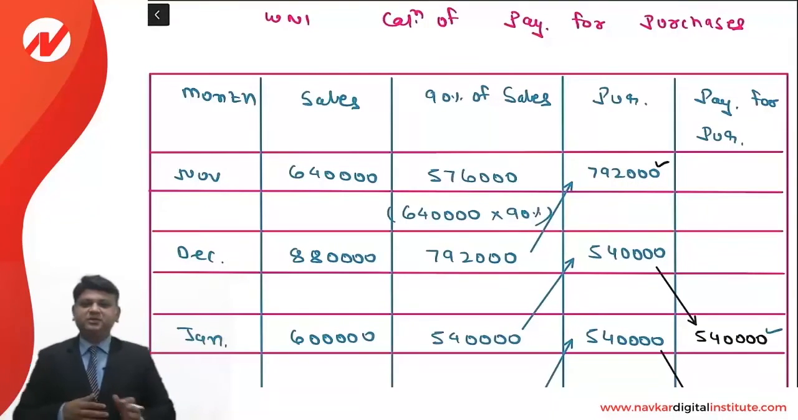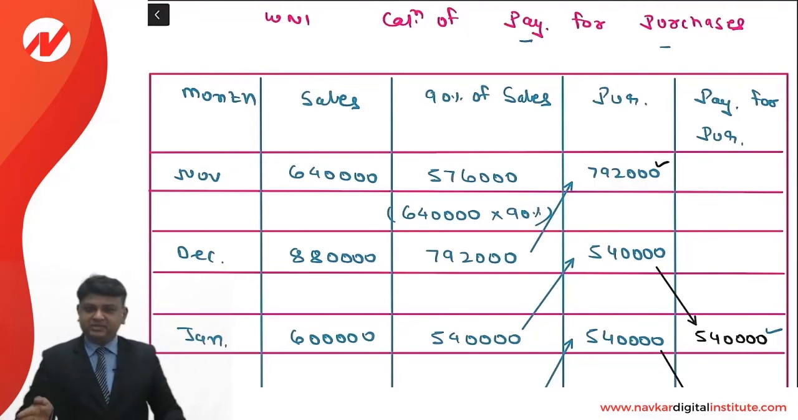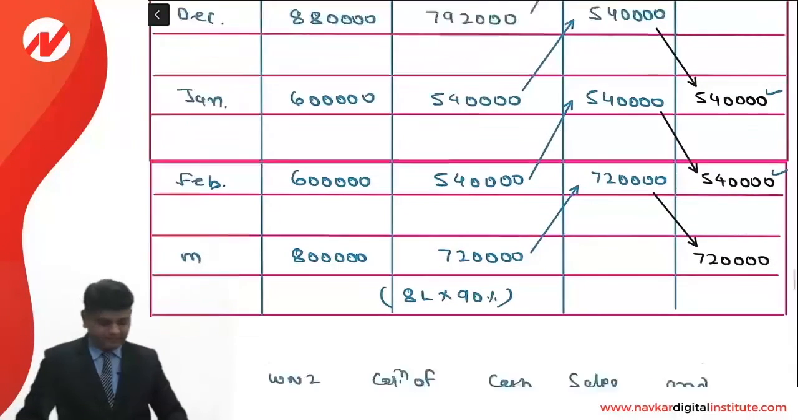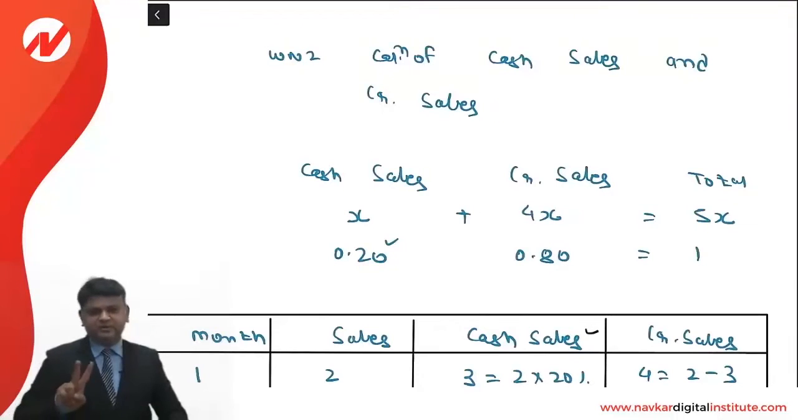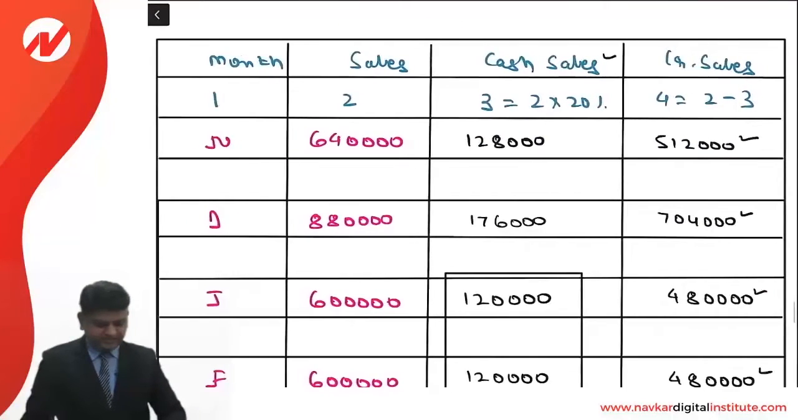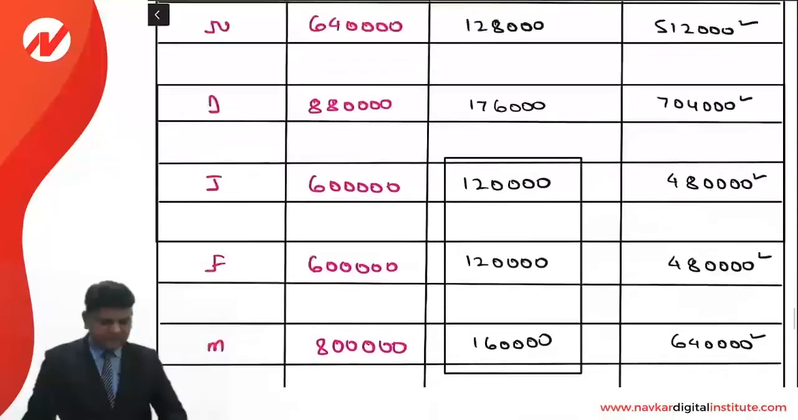So let us have a small summary of the entire answer. In the first working note, we have calculated the payment for purchases. Based on the revenue, we have computed 90% of the sales. Accordingly, the purchases and payment for purchases are calculated on a monthly basis. Then the proportion is split between the cash and the credit sales. Credit sales is 4 times of the cash sales, so the total sales is 5x. So we have made a split of the credit and cash sales. Again, for these 5 months, calculation is made.